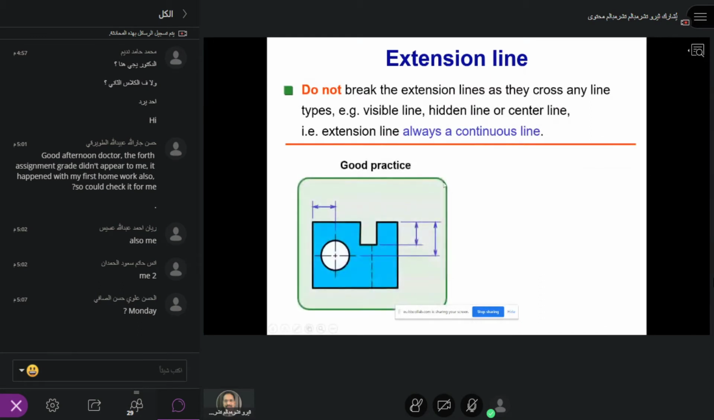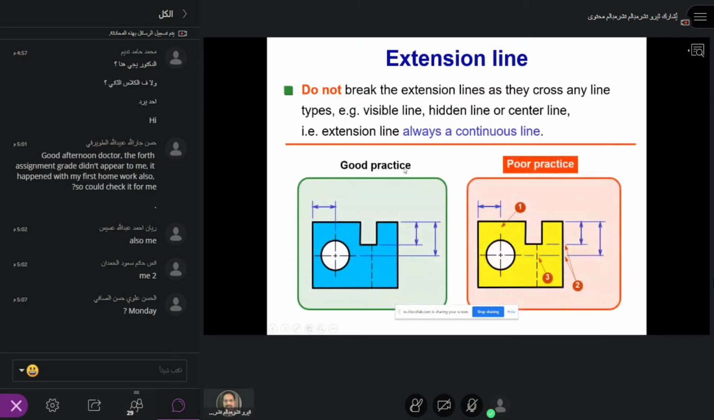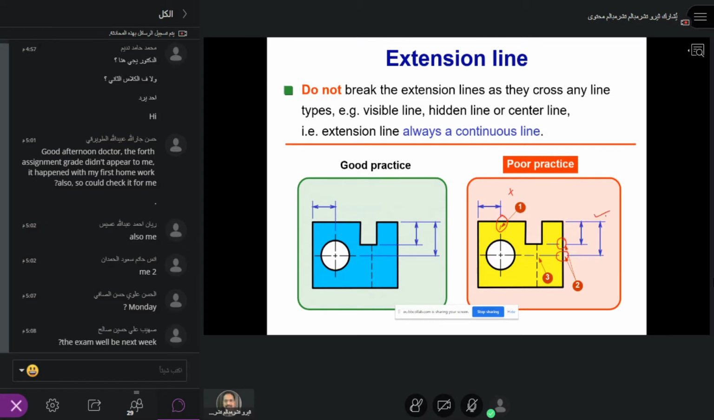Then extension line, again, if you look at the poor practices, the extension line should start right from there. So here there's a huge gap, this is wrong. And also you see here, there's a gap in between, this is also wrong. Extension lines should always keep some gap from the object, and it should be a straight line. All right, this is the poor practice, so you should know what mistakes you are making. And also you see extension lines cut here, this is also wrong. So an extension line should not be cut in between.